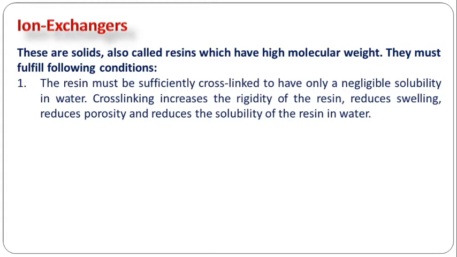These resins must be sufficiently cross-linked to have only negligible solubility in water. So there should be some type of polymerization, cross-linking between these molecules, so they will be negligibly soluble in water. Cross-linking increases the rigidity of the resin, reduces swelling, reduces porosity, and reduces the solubility of the resin in water. So whatever cross-linking is present in the resin decreases the swelling, porosity and solubility in water of that particular resin.